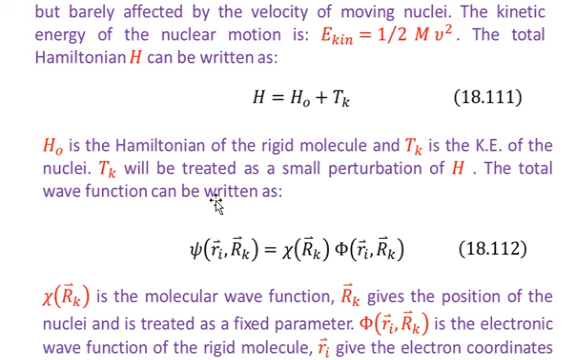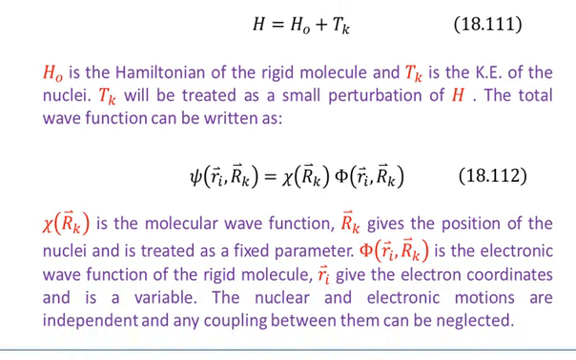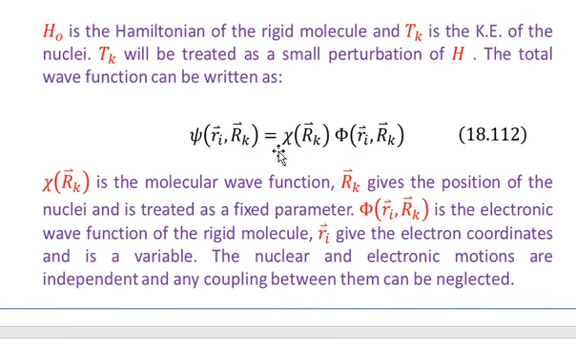The total wave function can then be written as psi of Ri comma Rk equal to chi of Rk into phi of Ri and Rk, where Ri is the distance of the ith electron from the center of mass and Rk is the separation between the two nuclei at electronic state k. So here I have split the wave function of the system into two parts, chi of Rk and phi of Ri and Rk, which I am going to explain next.